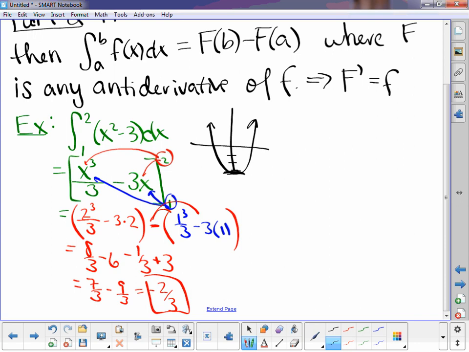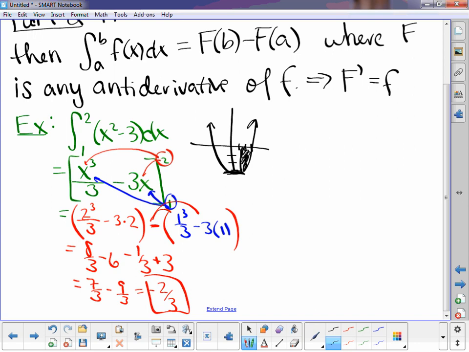So what we just did is we went ahead and evaluated this the way that our calculator would have. Found that area underneath the curve from 1 to 3. So something like that. Okay. Questions on what we did there?